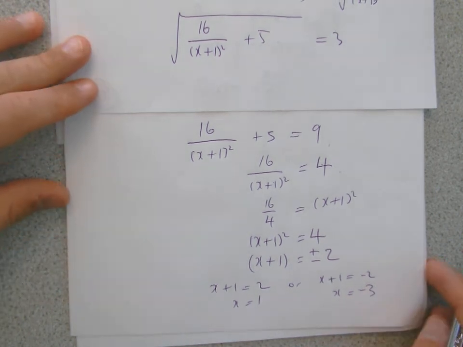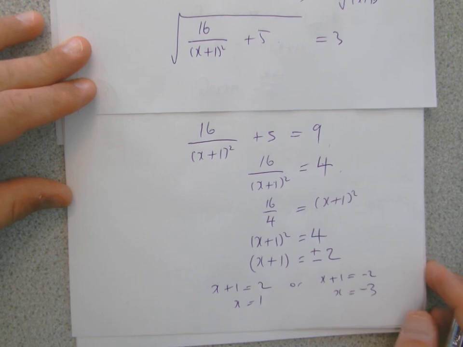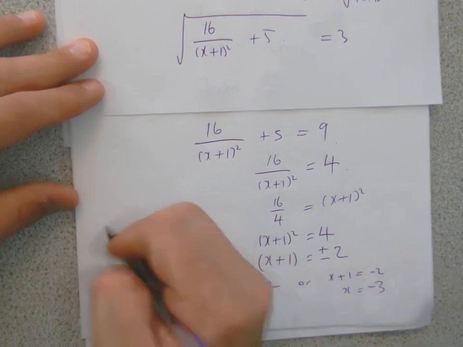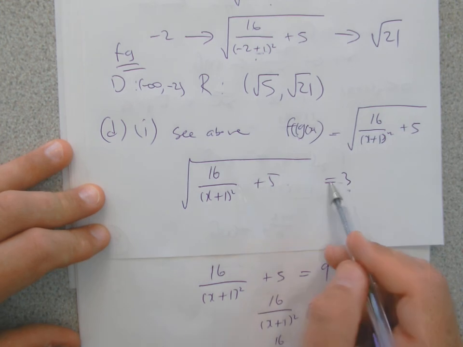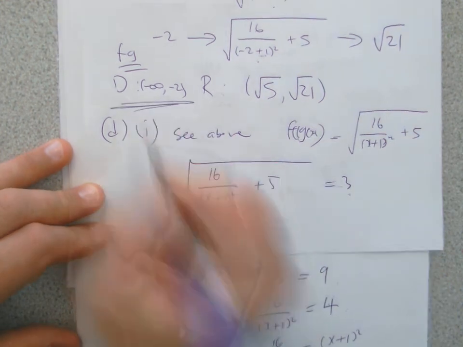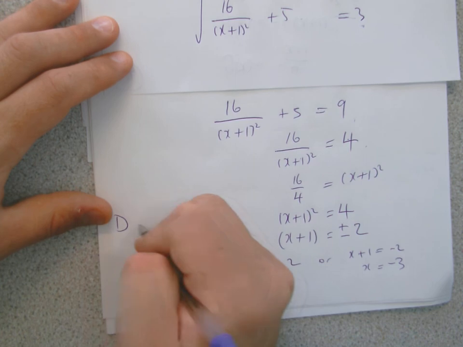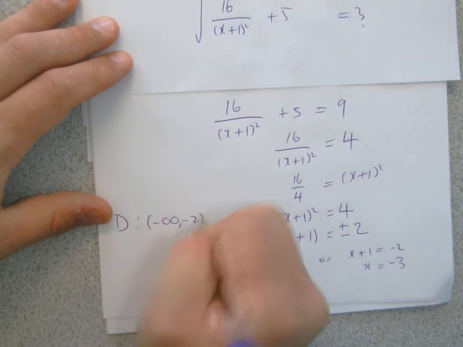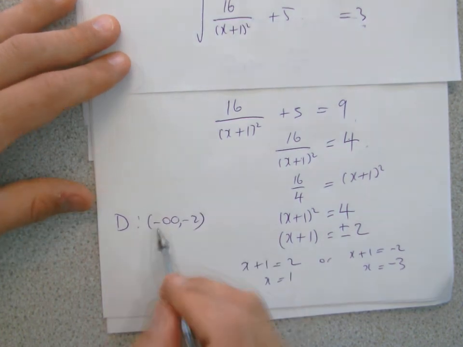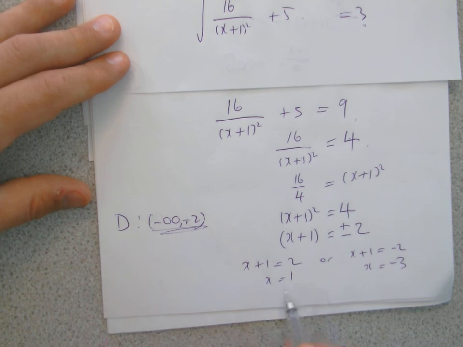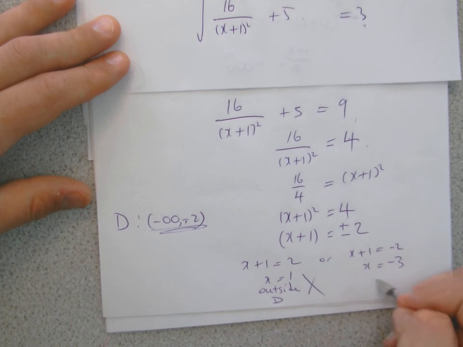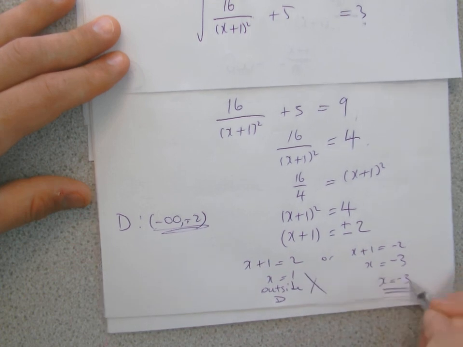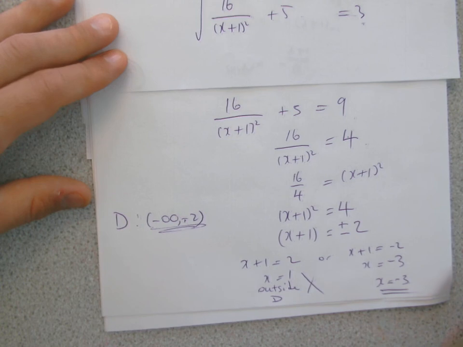You've got to go back and check the domain, because remember, we put fg of x equals 3, and the domain is minus infinity, minus 2 of fg of x. So those are the x values we can have, but if you notice here, x equals 1 is outside the domain. So that's no good. That means x equals minus 3 will be in there, so that one will work, and there's our solution.